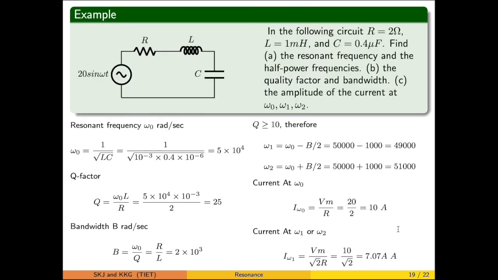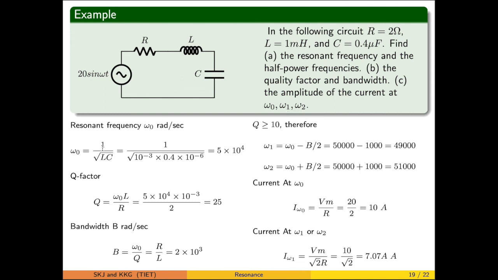This is the series RLC circuit, where the resistance value, inductance value, and capacitance value are specified. We have to calculate the resonant frequency and half power frequencies, the quality factor, the bandwidth, and the amplitude of the current at the resonant frequency and the half power frequency. So all parameters are to be calculated.